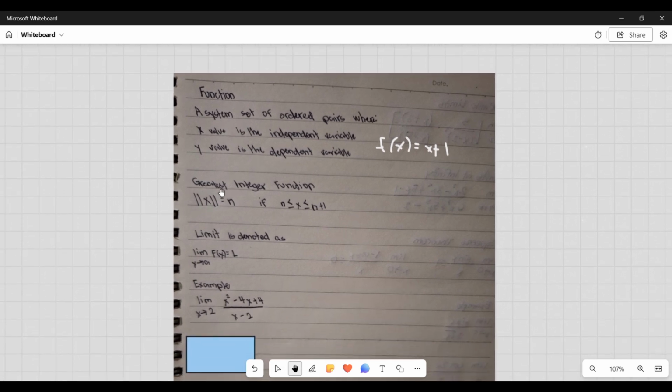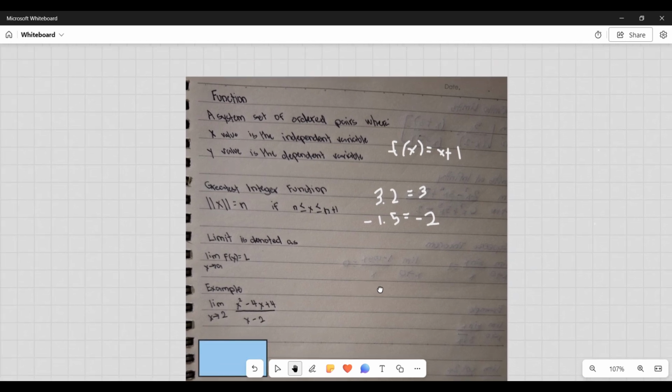I want to talk about the greatest integer function. Basically it is the greatest integer of a certain point to the left. So let's say, what is the greatest integer of 3.2? That will be 3. The greatest integer of negative 1.5 would be negative 2.